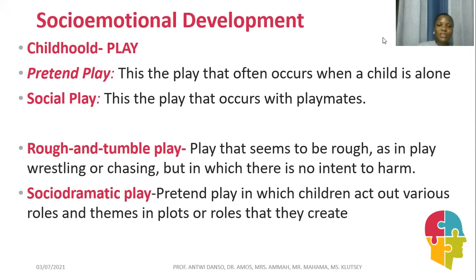Then we have social play. Now, social play, the child plays with other children. The child is not alone. So the child has what we call active playmates. So what are some of the types of social play? The first one we want to talk about is the rough and tumble play.